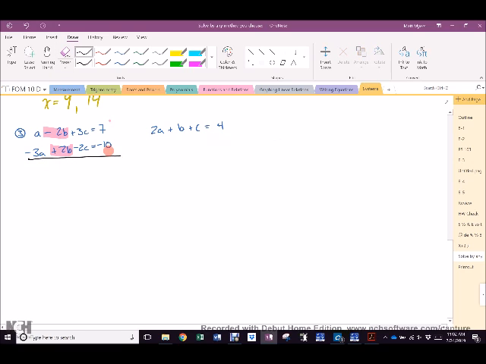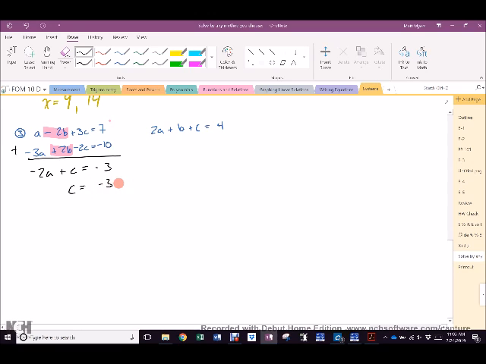Let's eliminate these b's. So is this add or subtract? Add. So what is a plus negative 3a? Negative 2a. And what is 3 plus negative 2c? 3 minus 2 is 1. So plus c equals 7 plus negative 10, negative 3. Yes? Are we happy? All right, so we now know that c equals negative 3, right?